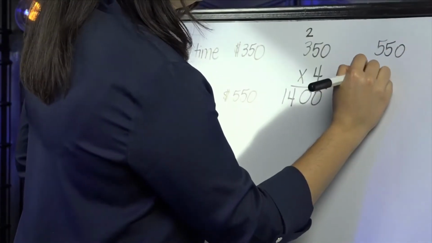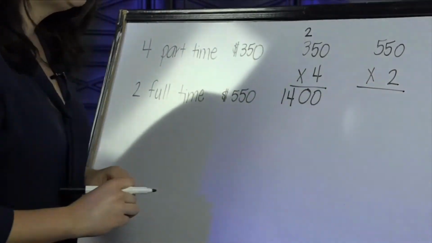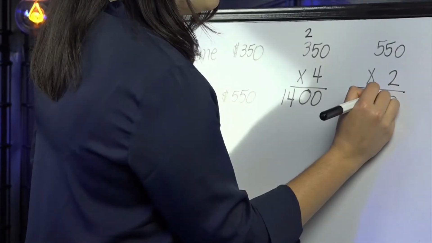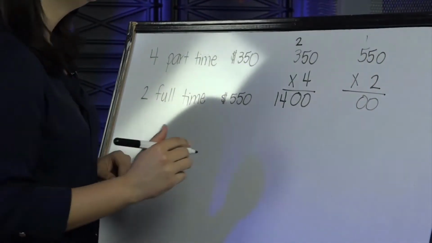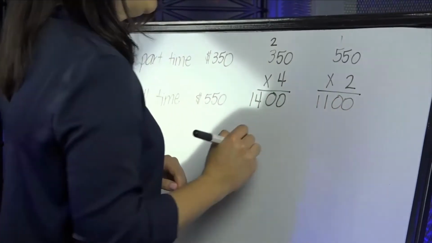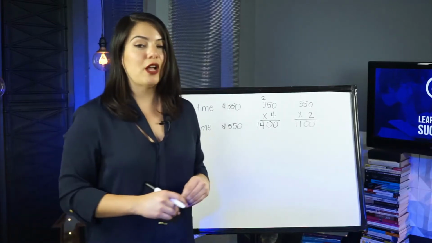Next, we will multiply 550, which is the weekly pay of full-time employees, by the number of full-time employees there are. 2 times 0 is 0. 2 times 5 is 10, so we have to carry a 1. 2 times 5 is 10 again, plus 1 is 11. So the total for full-time employees is $1,100.